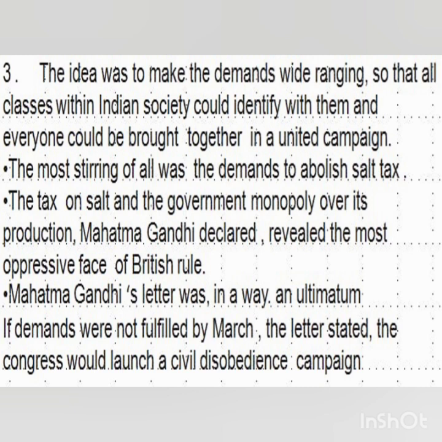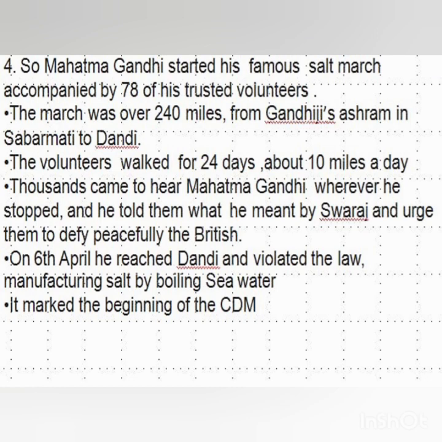Mahatma Gandhi's letter was, in a way, an ultimatum. If its demands were not fulfilled by March, the letter stated, the Congress would launch a civil disobedience campaign. Now Mahatma Gandhi started his famous civil disobedience movement, accompanied by 78 of his trusted volunteers.